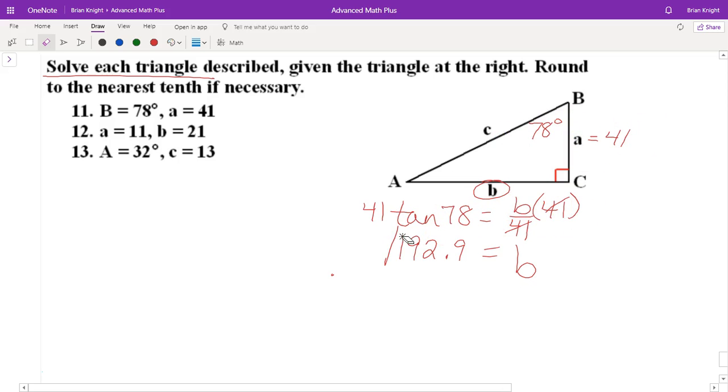My eraser just is terrible. There it goes. Up, up, up.